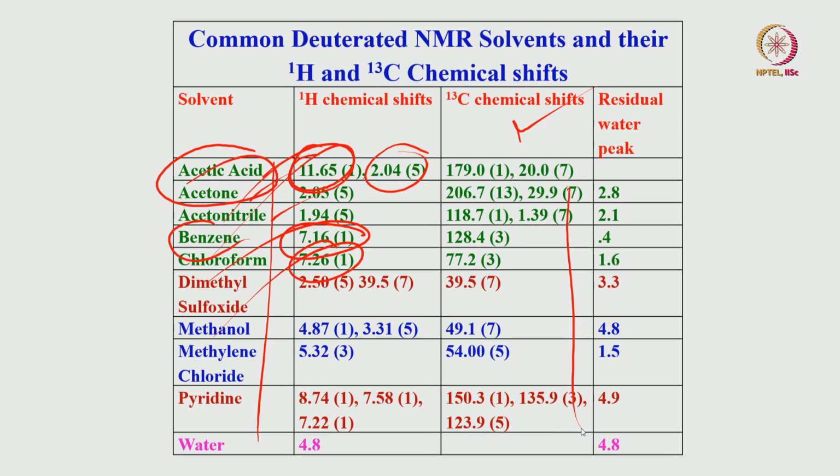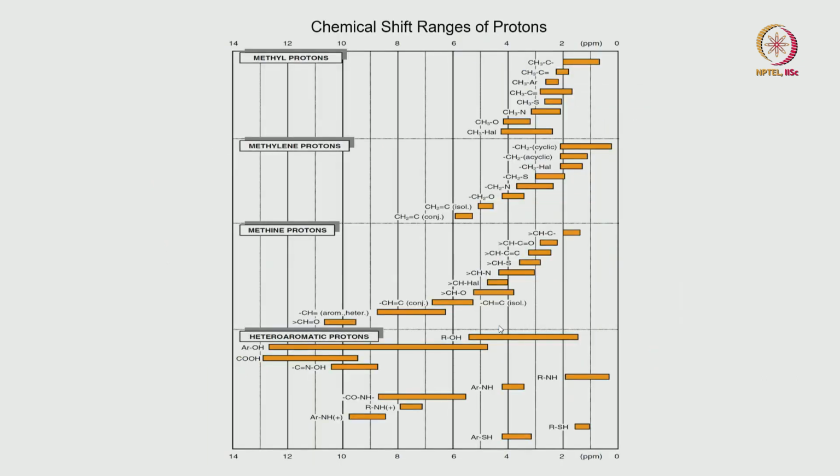Incidentally, most of the solvents will generally absorb moisture from the atmosphere. There will be a residual water peak, where it comes I have also written. For example, if I have benzene, the residual water peak comes at 0.4 ppm. If I have dimethyl sulfoxide, DMSO, as a solvent, the residual water peak comes at 3.3 ppm. By and large this information is available in this table, so that we know where the solvent peak is, and where the impurity peak or residual water peak is. Apart from that, we can start interpreting the spectrum of your molecule.